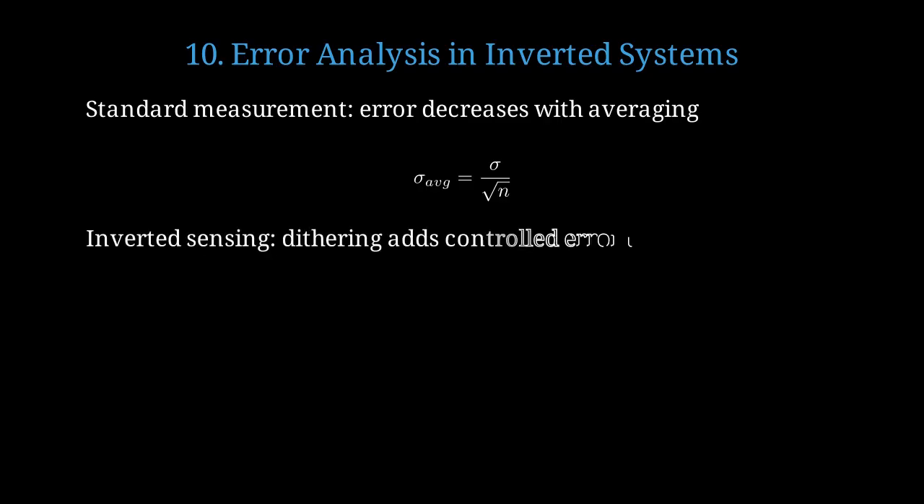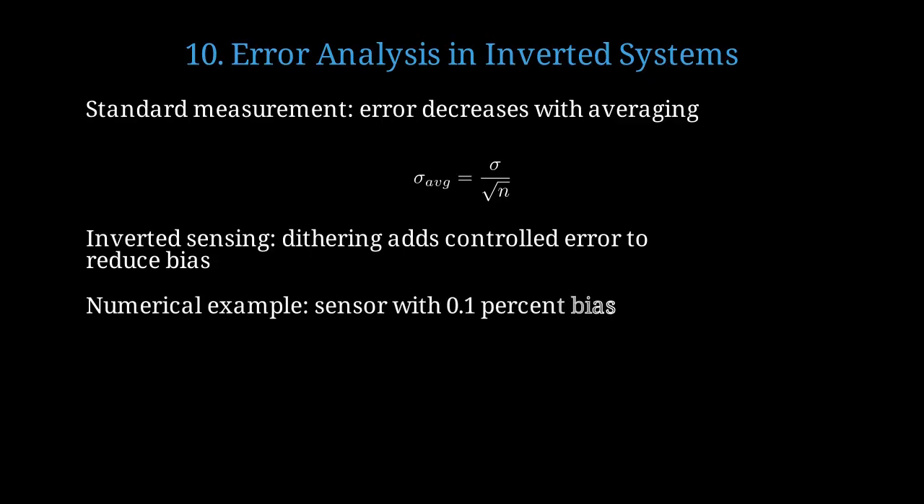In inverted sensing strategies like dithering, we deliberately add controlled error to reduce systematic bias. Consider a numerical example with a sensor that has 0.1% systematic bias and 0.5% random noise. Without dithering in 100 samples, total error is 0.1% bias plus 0.05% random error, giving 0.15% total.